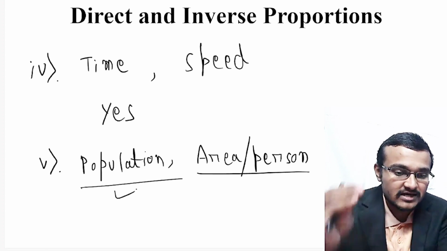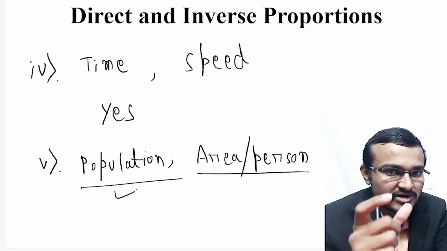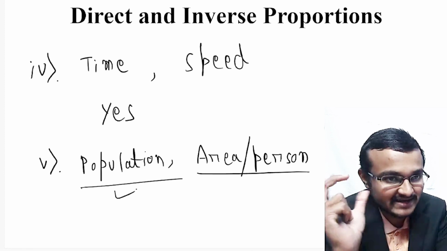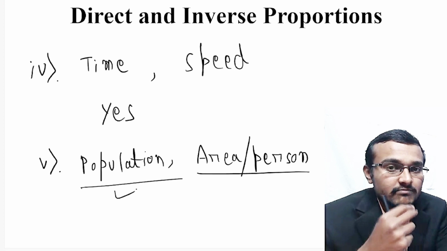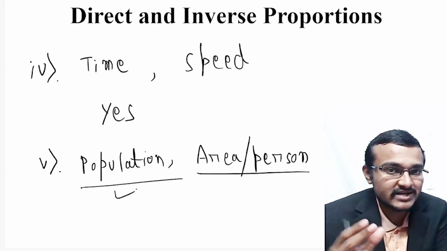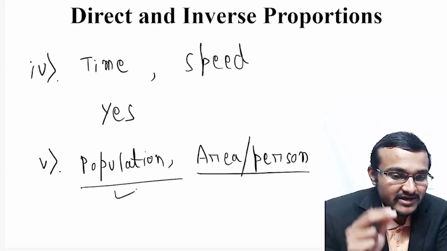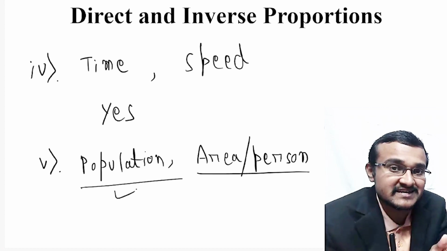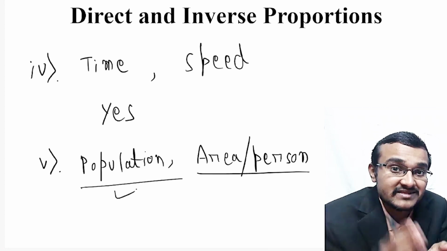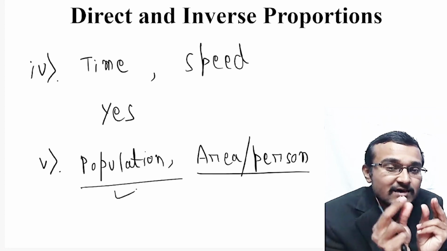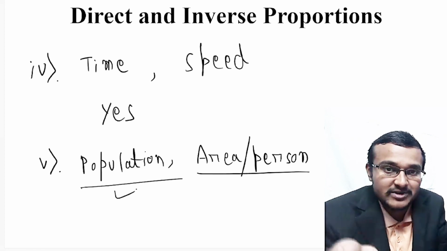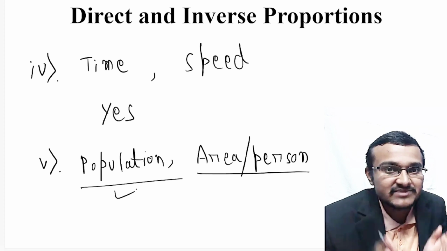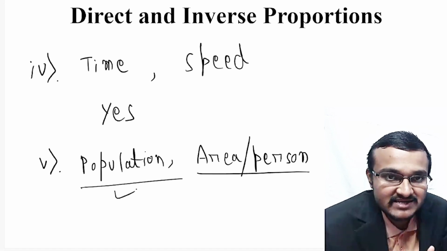Why? Because when there are 100 people living in 1 square kilometer area, then one person will own a part of area in that 1 square kilometer. Now, if 1000 people are staying in the same 1 square kilometer area, then the part of area owned by each person will go on reducing, because now the population is increasing while the land, the total area, remains the same.